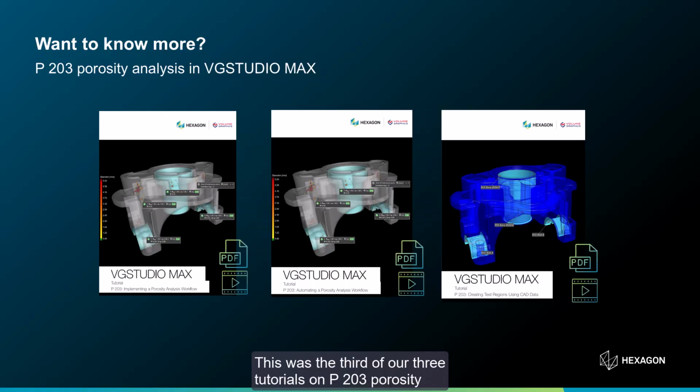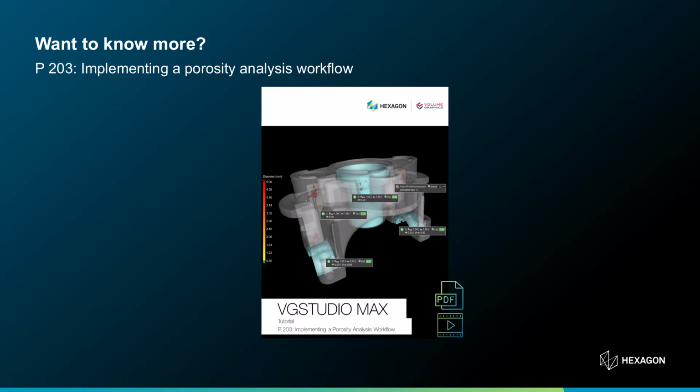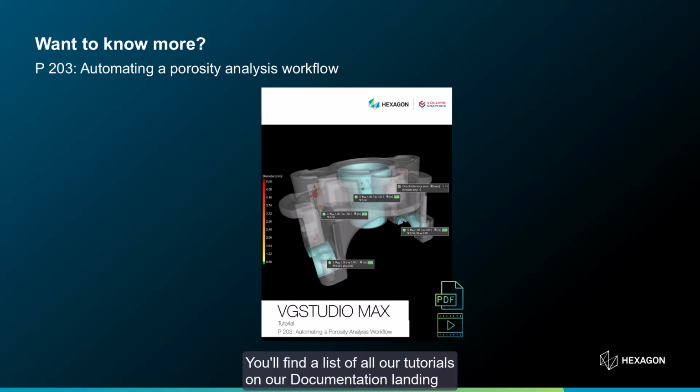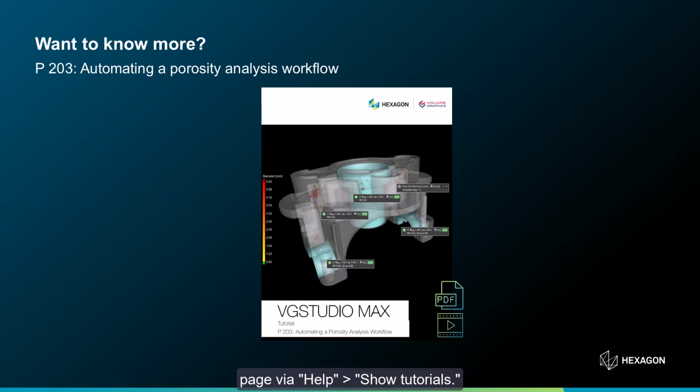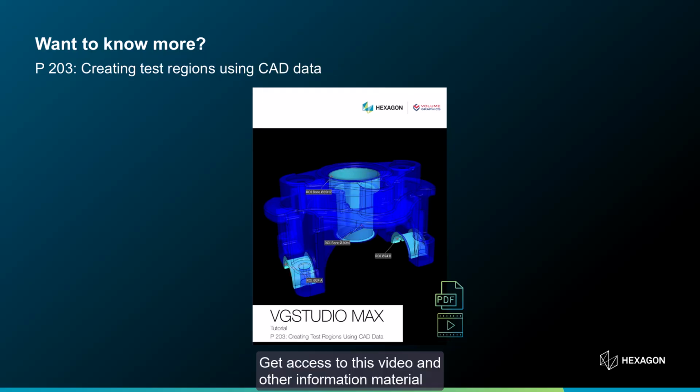This was the third of our 3 tutorials on P203 porosity analysis in VGSTUDIO MAX. If you want to dive deeper into the topic, make sure to check out these tutorials. In our tutorial P203, Implementing a Porosity Analysis Workflow, you'll learn how to set up a workflow for a porosity analysis step by step. And with our tutorial P203, Automating a Porosity Analysis Workflow, you'll learn how to speed up inspection processes in Foundries by automating your inspection workflows. And finally, you'll find the PDF version of this video tutorial if you want to try it out on your own.